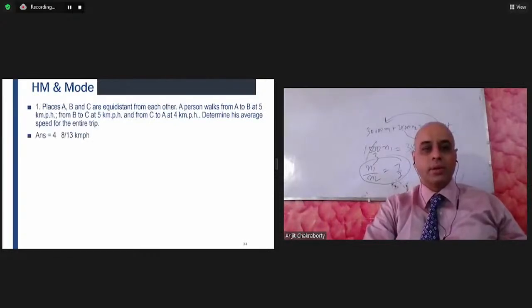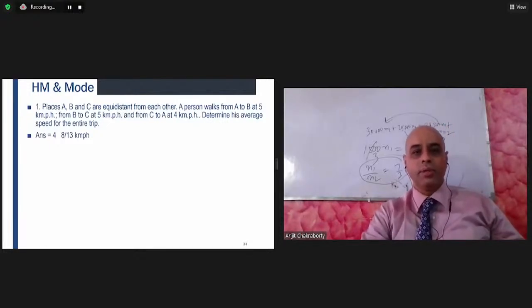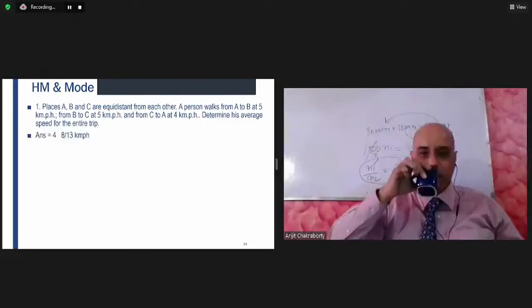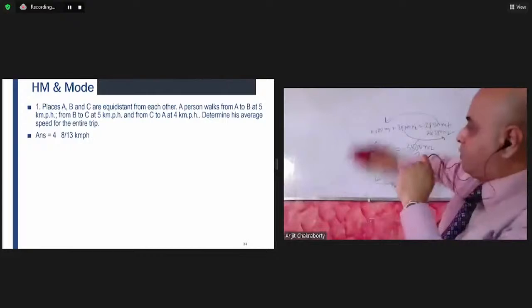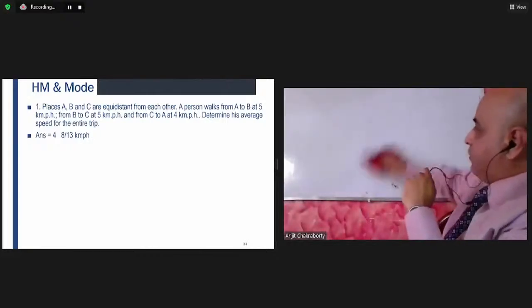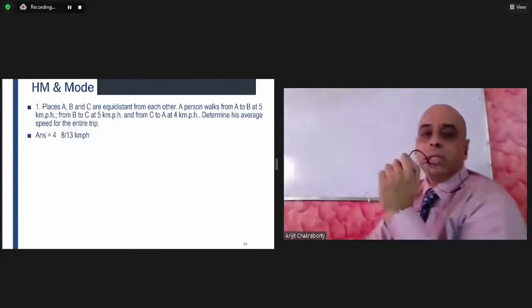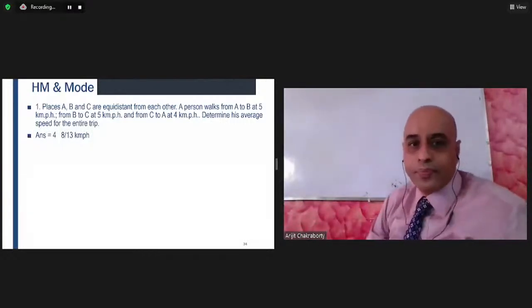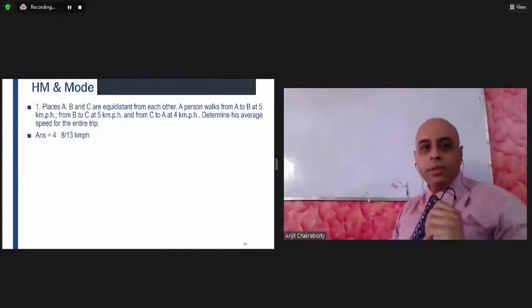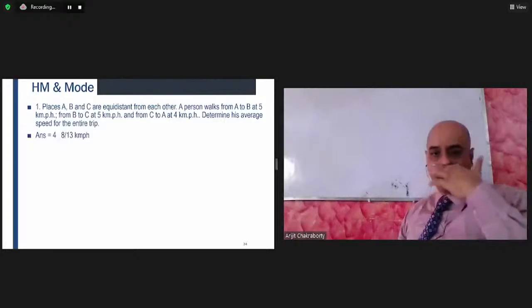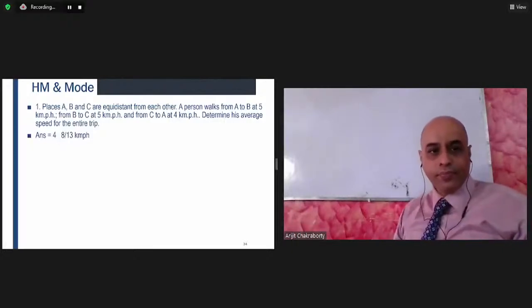Finally, let us take this one. The last few questions. A, B, C are equidistant. A person walks from A to B at 5 kilometers per hour, B to C at 5, C to A at 4. What is the average speed? These are important questions for the exam. I've taken these questions from some of the last year's papers, also from the mock test questions. So we have to find out the average speed for the entire trip.